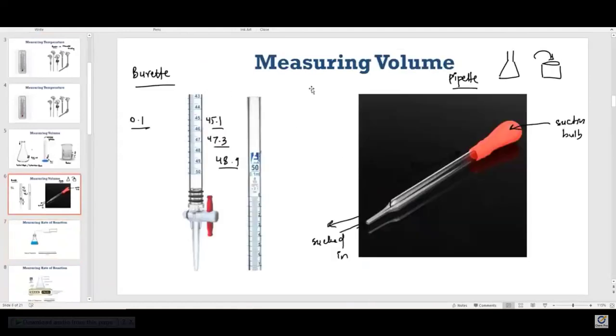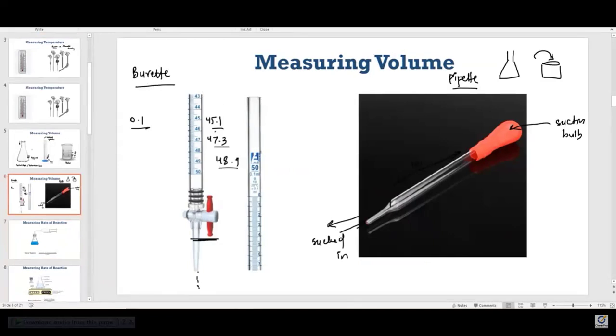Again, many students get confused between burette and pipette. Just make sure there is a telltale sign of a burette. You'll always see a tap at the end of a burette. This tap is opened and then the liquid starts falling down. The application of the burette we're going to study on an asynchronous basis, so stay tuned for that video as well.